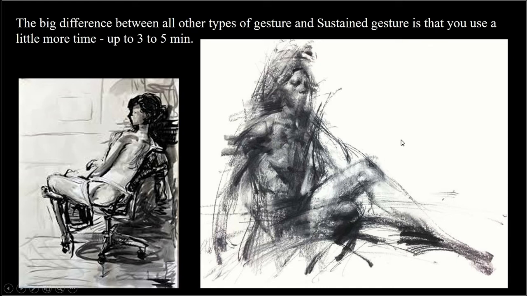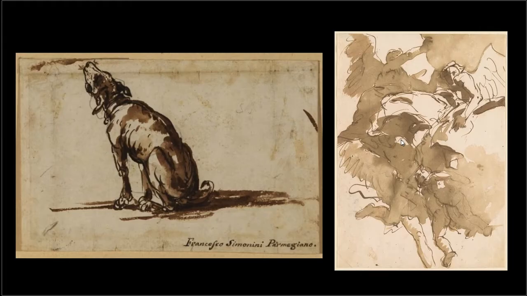The big difference between sustained gestures and all other type of gestures is that sustained gestures basically uses a little bit more time. So it might use 3 to 5 minutes to get some of the information in. Usually not over that, because once you get into over 5 minutes, you're actually doing a study and no longer really is a gesture where you're trying to get movement and direction. And here's some examples of different sustained gestures.